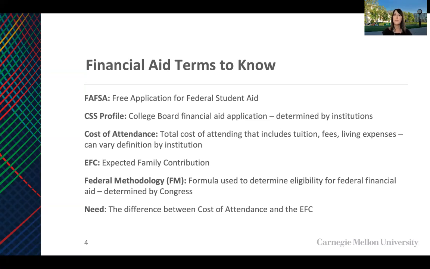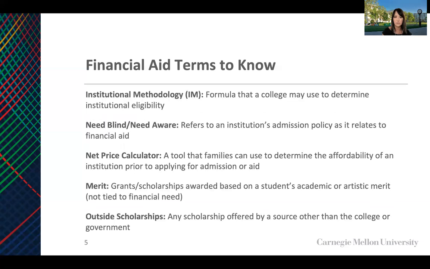For Carnegie Mellon, we look to meet students' needs with a mix of federal funding, loans, work study, as well as our institutional funding, which may be grants. So the need is what most universities are looking to meet. So you may hear if a university says they meet full need, this would be the number that they're meeting. They are meeting the difference of the cost of attendance minus the expected family contribution.